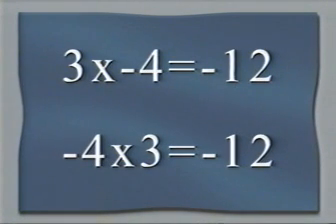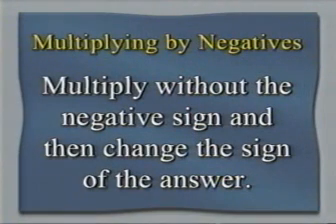Now, what does that mean? What does multiplying by a negative mean? If you covered up the negative in negative 4 and said, well, 4 times 3 is 12, and negative 4 times 3 is negative 12, what that appears to mean to me is that multiplying by a negative means multiply without looking at the negative and then change the sign, since the negative means the opposite.